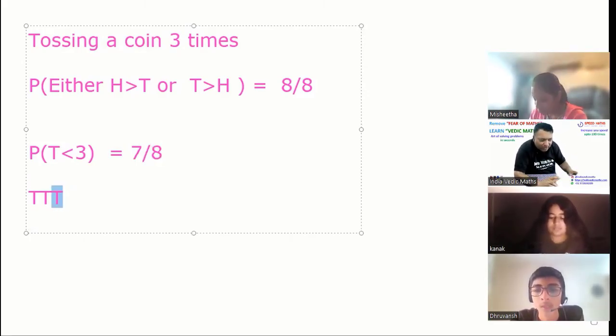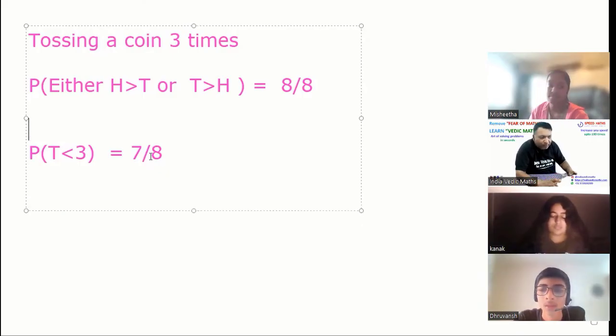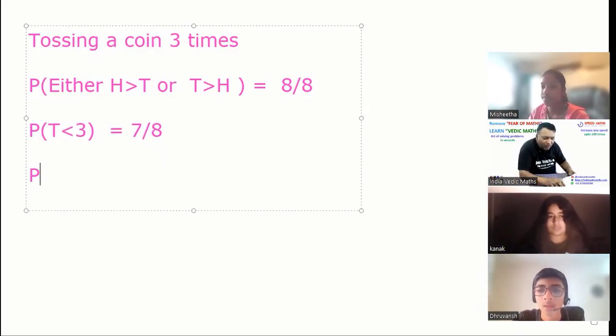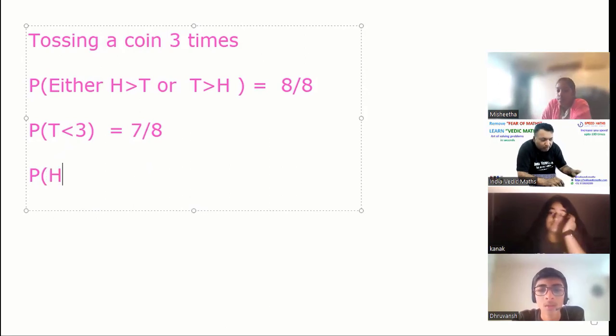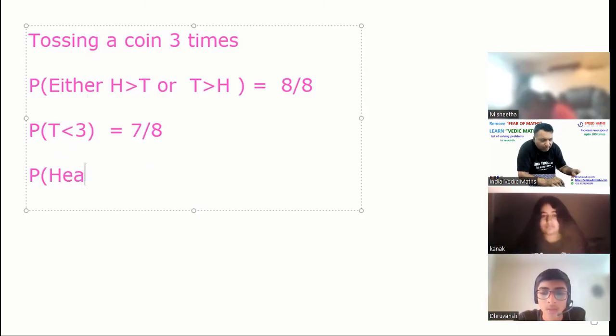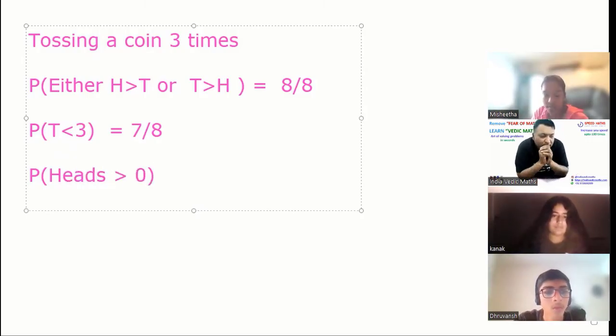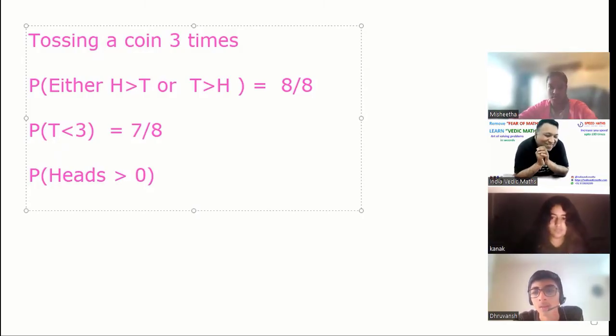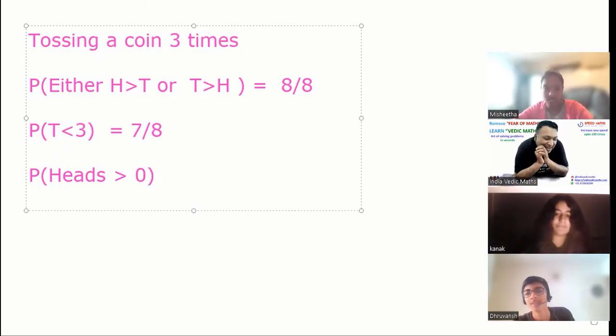Priyanka, you also write if you are there. What is the probability of getting heads more than 0? Mishita, I'm just tricking. What is the probability of getting heads more than 0?